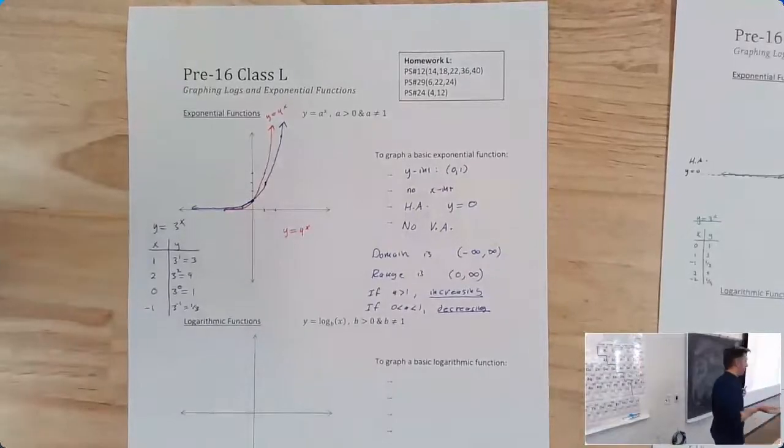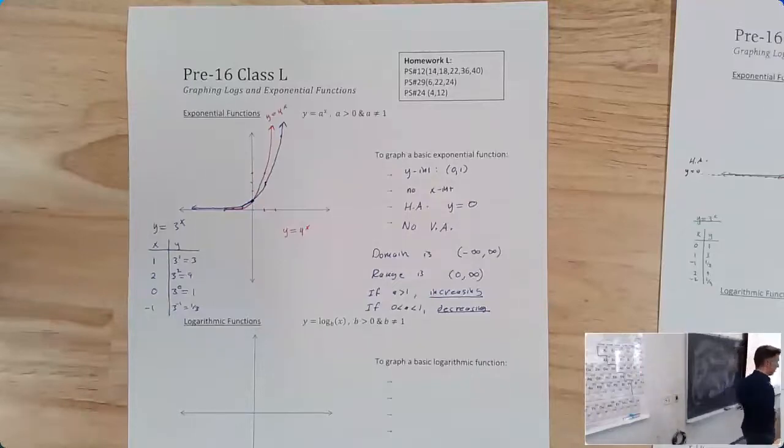When I think about something like 4 to the x or 3 to the x, I really just think of as x gets bigger, I'm just multiplying the base by itself more and more times, which is why the y values get bigger. Right? 4 to the third is 4 times 4 times 4. 4 to the fourth is 4 times 4 times 4 times 4. As my x values get larger, my y values get larger.